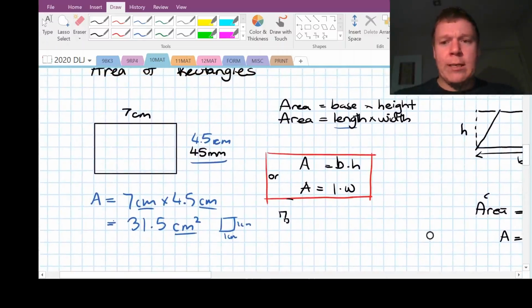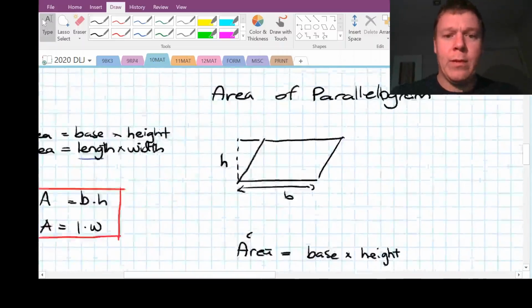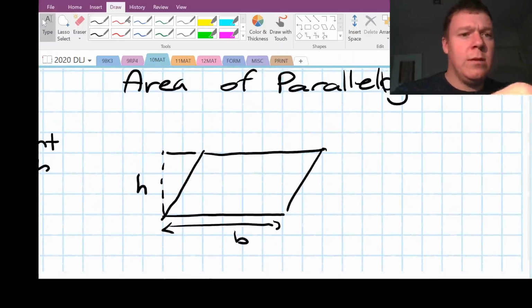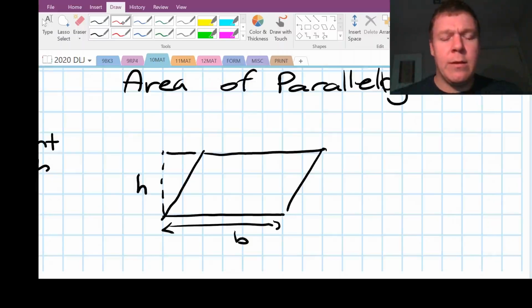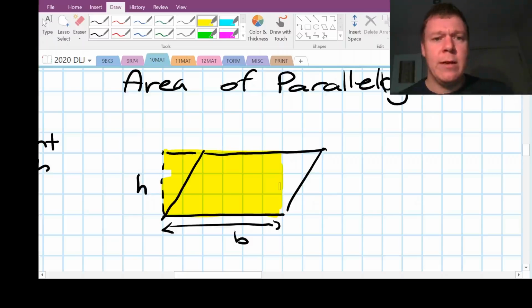While we're on area of rectangles, I just wanted to show you the area of a parallelogram. I like to think of a parallelogram as basically the same as the area of a rectangle. We're going to imagine the rectangle's here, so the area of that yellow rectangle would be base times height.